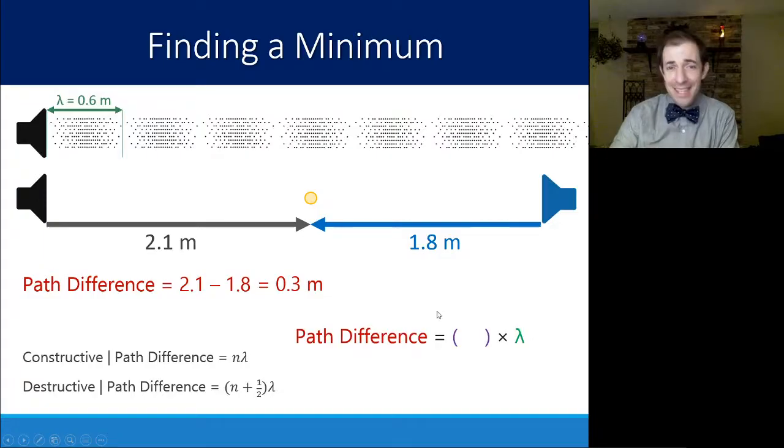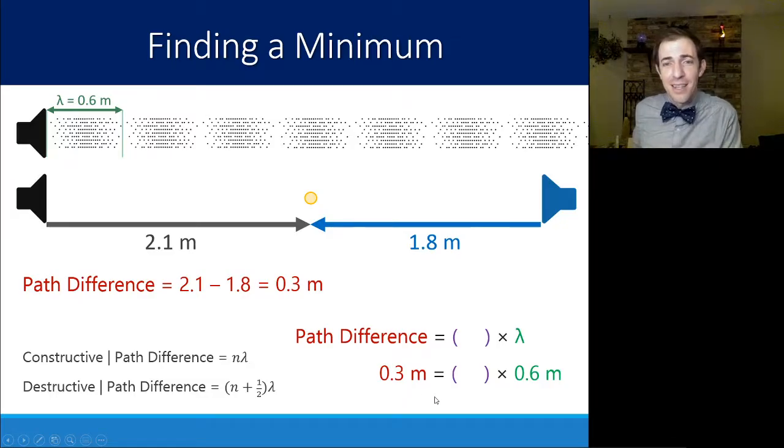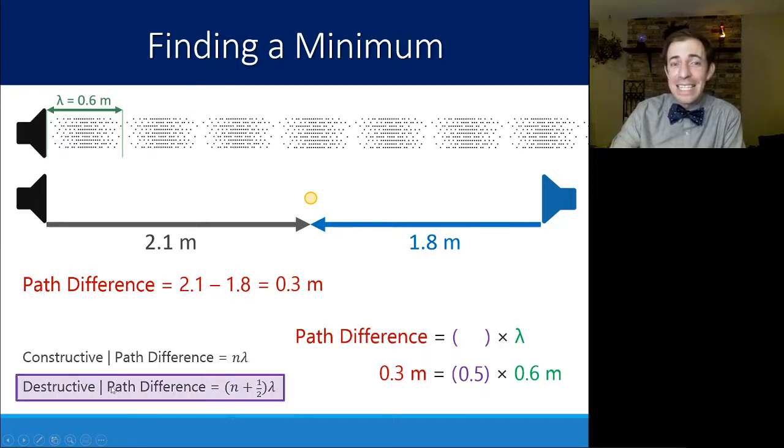So we need to know, is this an integer or is this an integer plus half? Well, this is the general form, path difference is equal to something times the wavelength. I know the wavelength and I know the path difference, so let's plug that in. 0.3, that path difference, is equal to something times 0.6. You can rearrange and solve for whatever that something would be. In this case, the only number that fits there is 0.5. 0.5 fits this destructive path difference. That's 0 plus half, which would be a destructive interference.